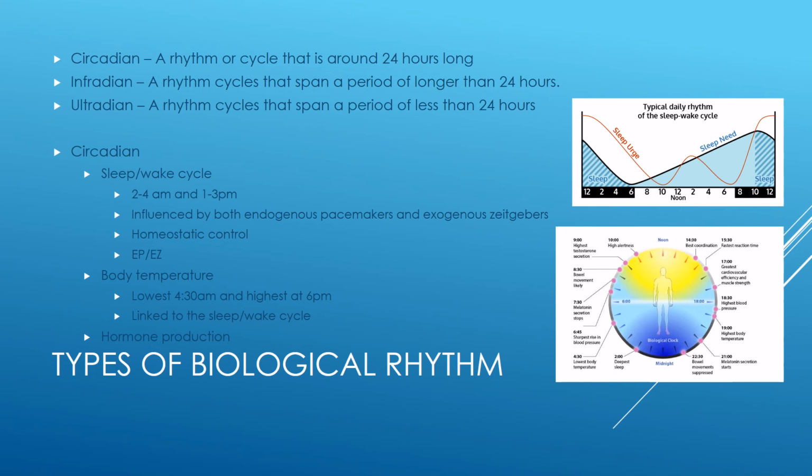It's affected by endogenous pacemakers, and the key thing we look at, the belief is that circadian rhythms are mostly moderated, balanced and managed by endogenous pacemakers, and we'll look at that term in a moment. However, exogenous zeitgebers do also entrain the endogenous pacemakers to keep the sleep-wake cycle at 24 hours. Just remember that, it'll make more sense when we talk about something else in a minute.